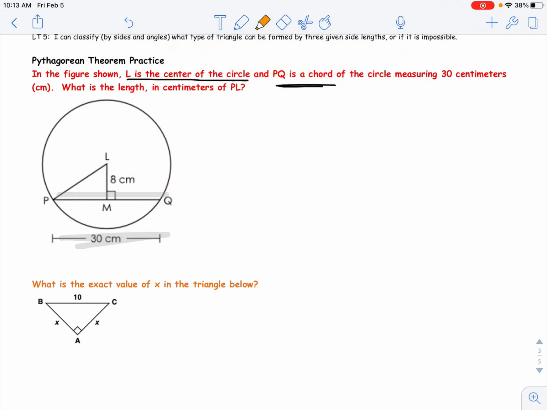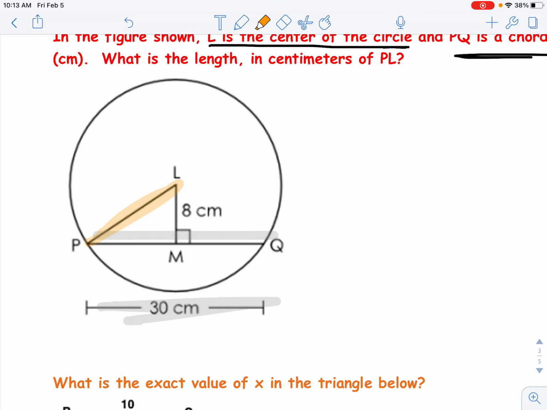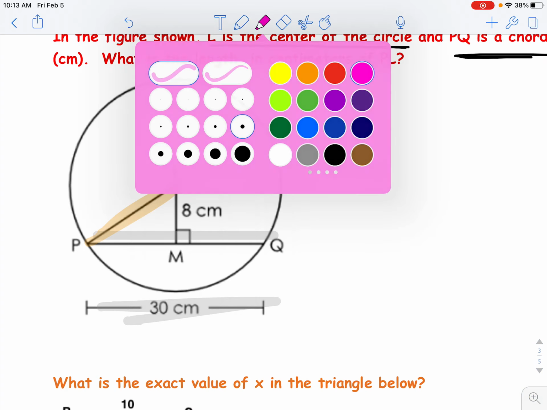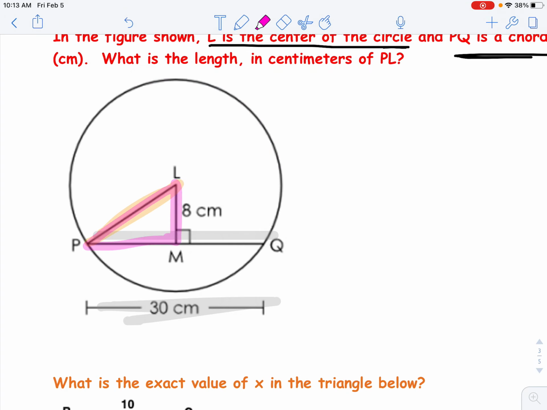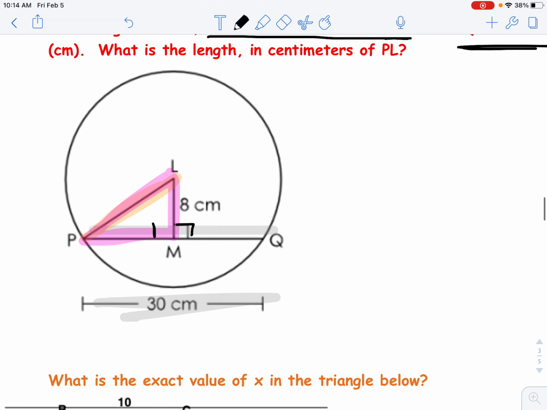Well, fun fact, PL would be a radius. But nonetheless, we got a circle, haven't learned that yet. We got a chord, what is that? I don't even know what that is. But look at this. Why I wanted to do this problem right now, a circles problem in Pythagorean theorem, is because look, we have a right angle here. That means we have a right angle here. We have a right triangle.